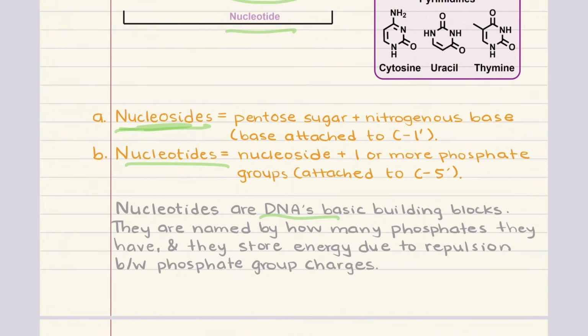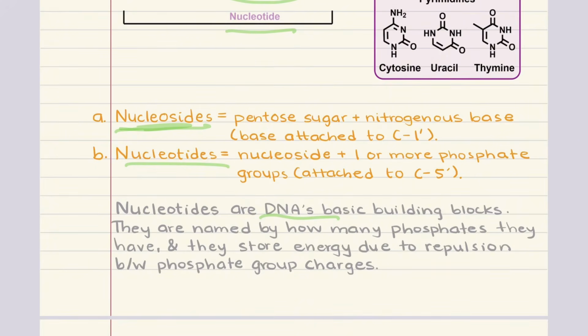And these phosphate groups, they're not just structural. They also carry negative charges, and those negative charges are gonna repel each other. That repulsion actually stores potential energy, which is why nucleotides like ATP are used as energy carriers in the cell.